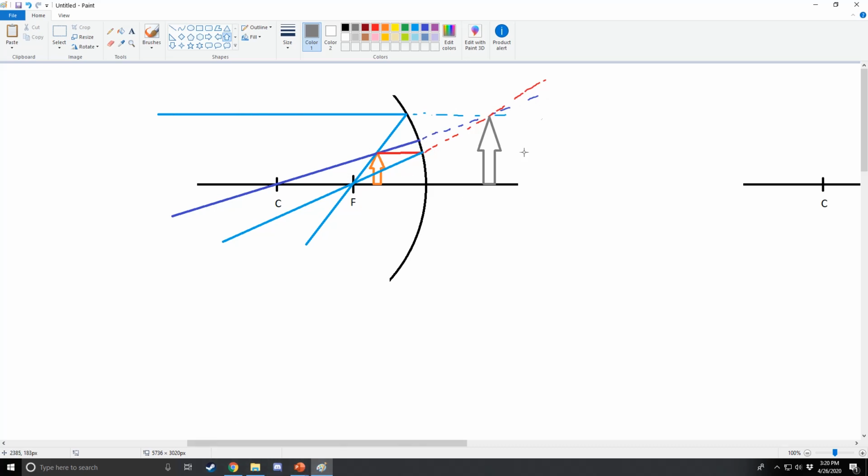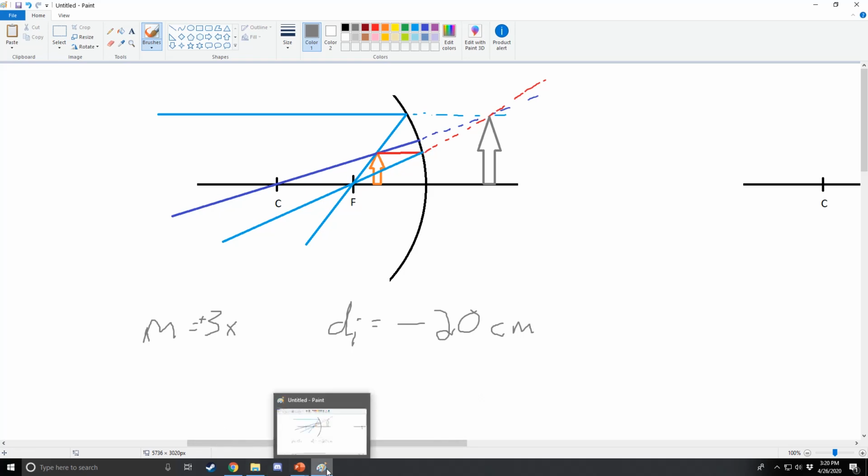All right. So from here, I could see that it's definitely bigger than what I have. I'm going to say that this one has a magnification of about 3 times the original, and it's going to be a +3. As far as distance, I'm going to guess that it's going to end up being a negative. I'm going to say -20. All right, let's see how close I am with my numbers.